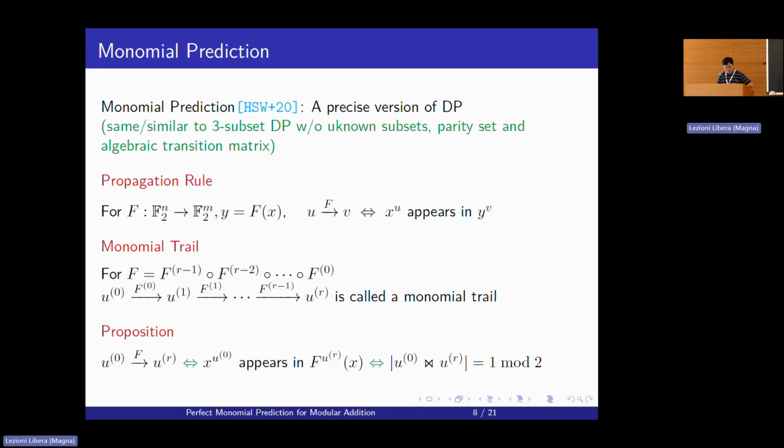According to these propagation rules, we apply them to each of the components, and then we can get a so-called monomial trail or division trail. A central proposition of this method is that if the input monomial appears in the output monomial, then the number of monomial trails connecting the input monomial and the output monomial must be an odd number. So it's 1 mod 2.